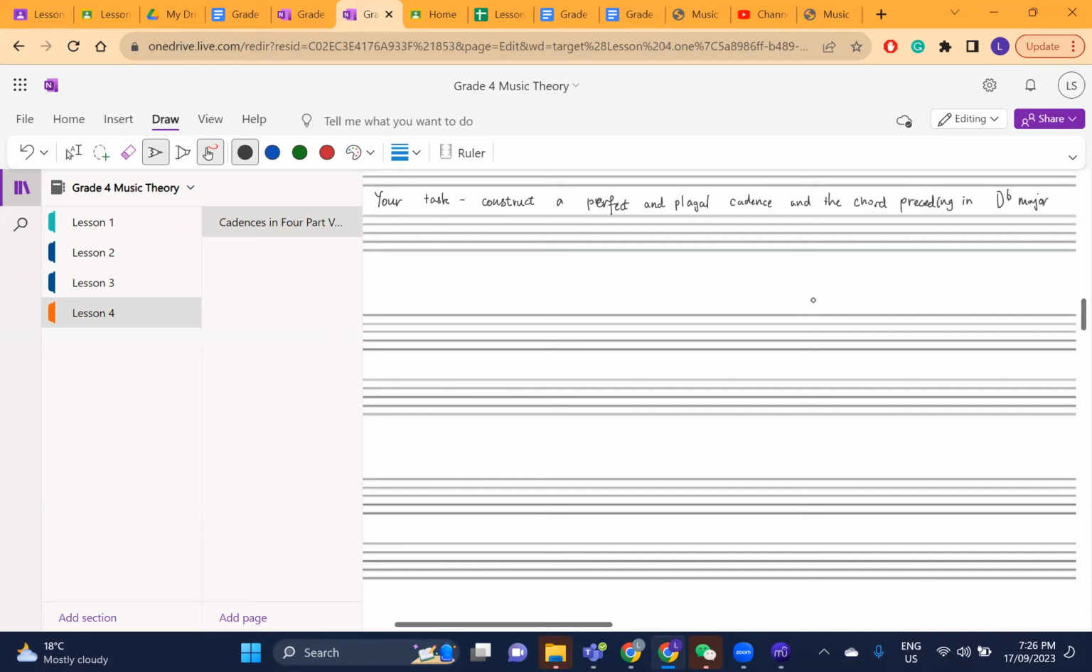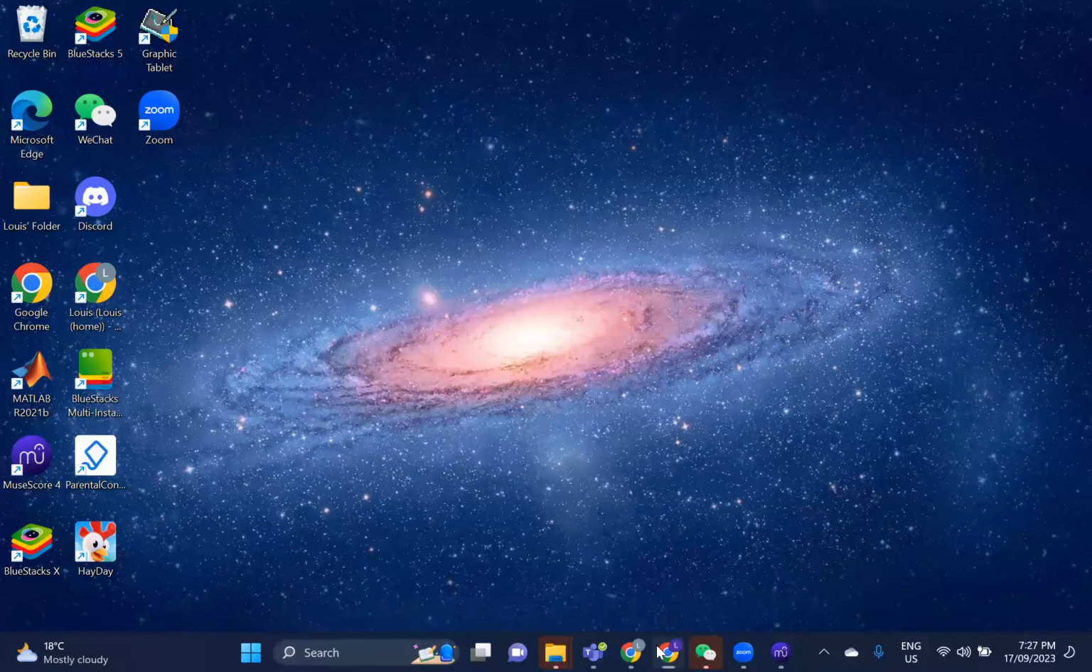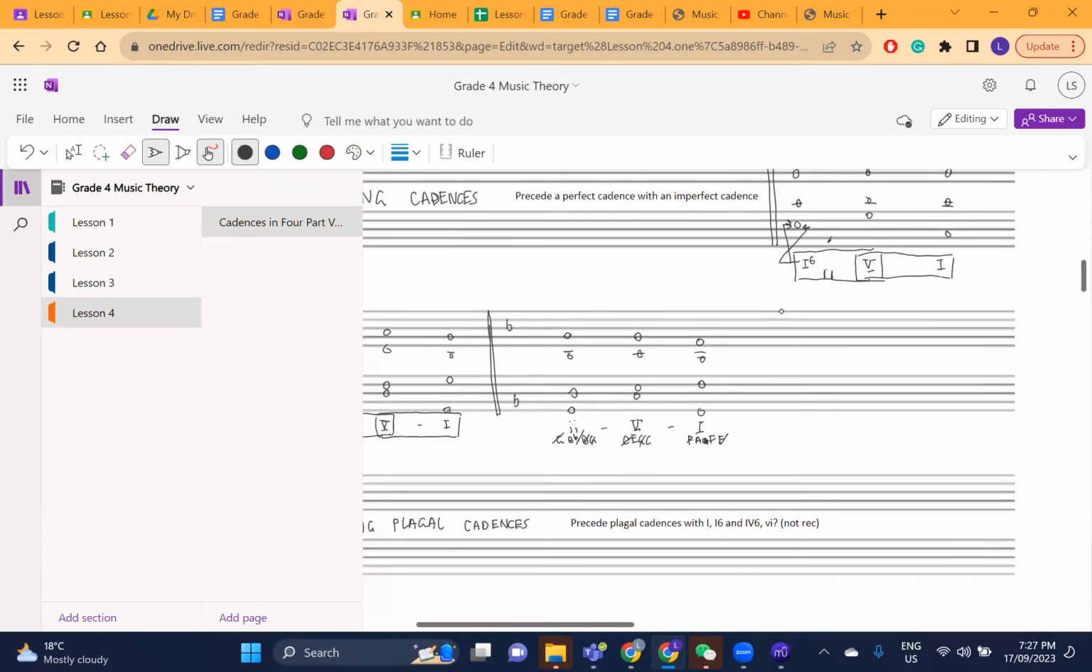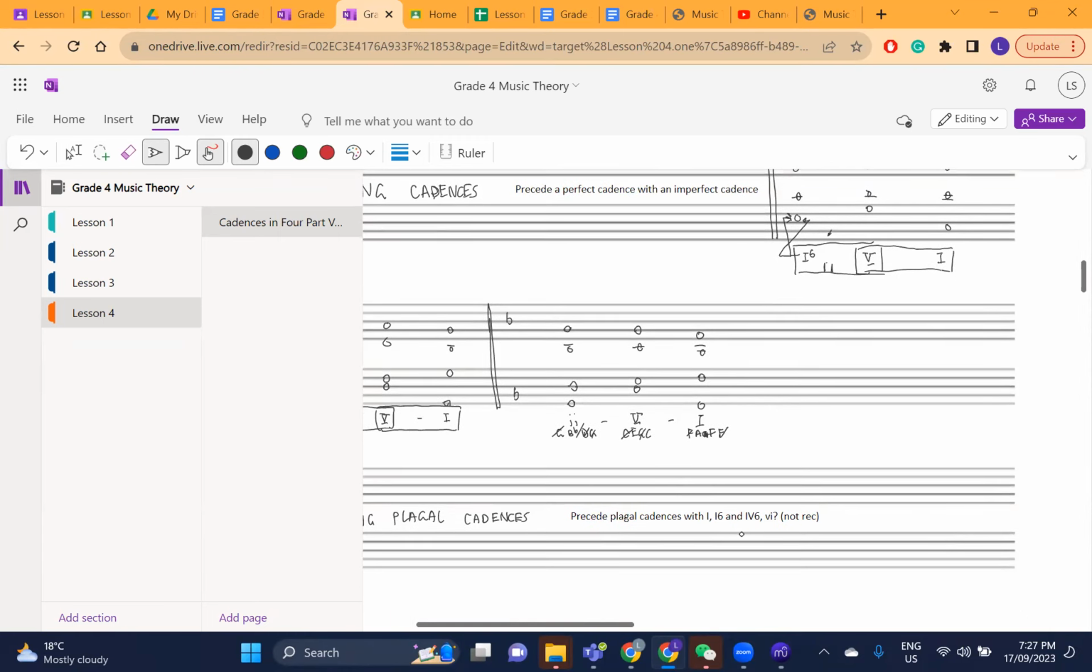E flat. Can I borrow a pencil? No, you can't. There you go. Oh, can you make it bigger or read it again? Where's my pencil? Can you remind me how to do a preceding one again? Question 4.1. Preceding cadences. Precede a perfect cadence and imperfect cadence, and precede a plagal cadence with 1, 6, and 4.